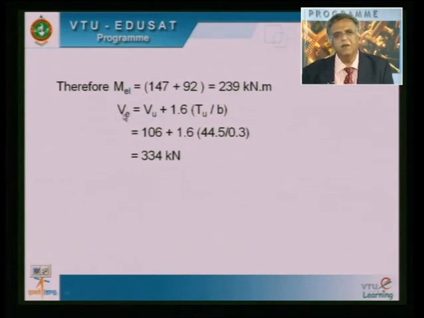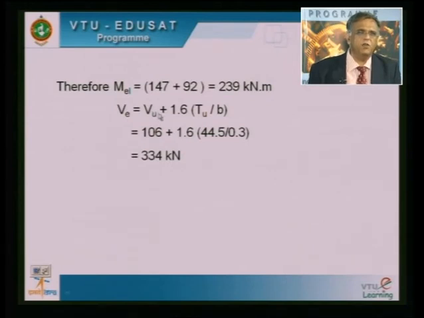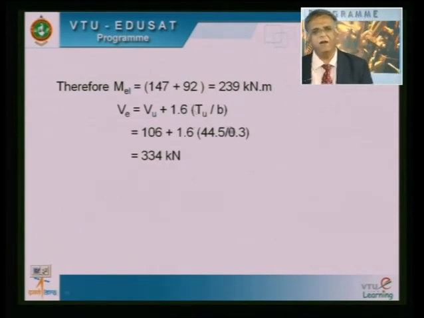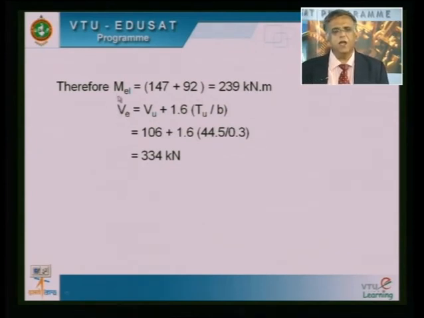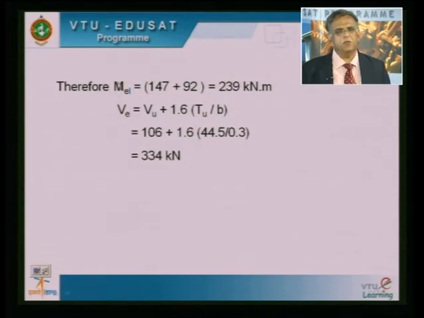Now we have VE. What is this VE? This is the equivalent shear, which is nothing but a function of the actual shear force plus the shear that develops because of the torsion. VE equals VU plus 1.6 times TU by B. All these relationships are given in the code. Do not worry how this has been derived, but you should use this to arrive at the value of the equivalent shear, and your support section has to be designed for an equivalent bending moment ME1 and equivalent shear VE.